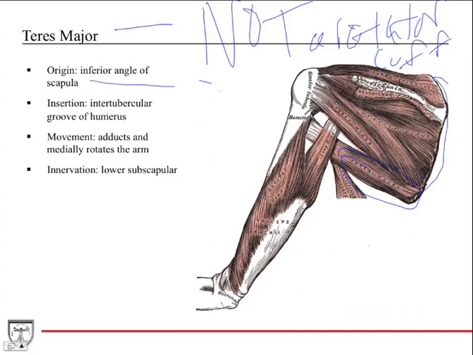So you can see the scapula, it's covered in muscle here like this. The inferior angle is right here. So it attaches from there, and then it inserts onto the intertubercular groove of the humerus. You can see here it kind of wraps around to the anterior surface of the humerus. We can't see it here in this diagram because this is a posterior view.